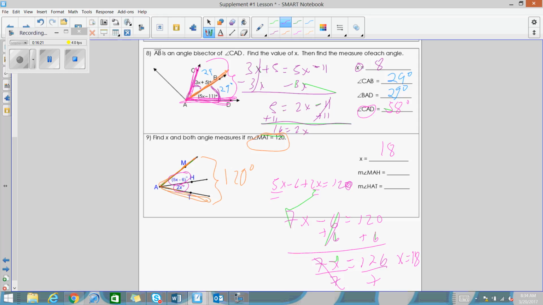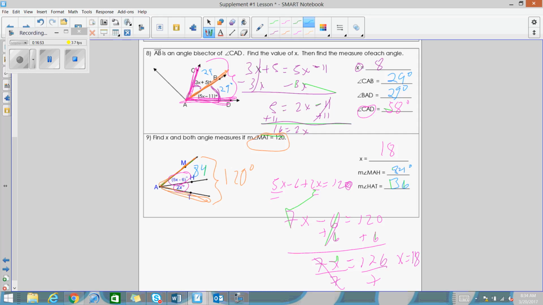So once x equals 18, to find these remaining angles, MAH, so this 5x minus 6 one, we're going to go 5 times 18 minus 6. So 5 times 18, 90 minus 6 is 84. So this is going to be 84 degrees. And then HAT, so 2 times 18 is 36. And you know you've done it right when 84 plus 36 equals 120.